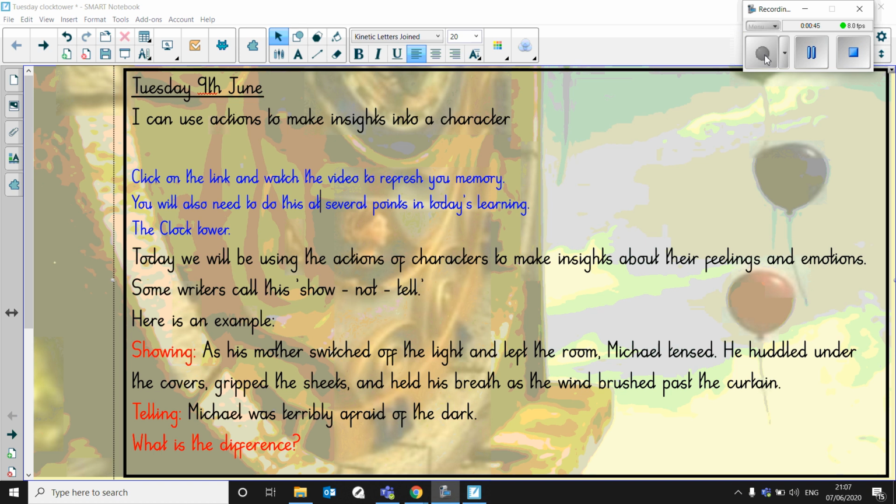So here's an example. Showing. As his mother switched off the light and left the room, Michael tensed. He huddled under the covers, gripped the sheets, and held his breath as the wind brushed past the curtain. So that's an example of showing, and from that we can make some educated guesses about how Michael is feeling.